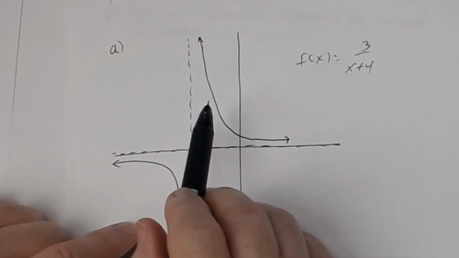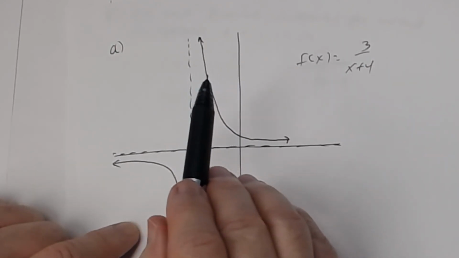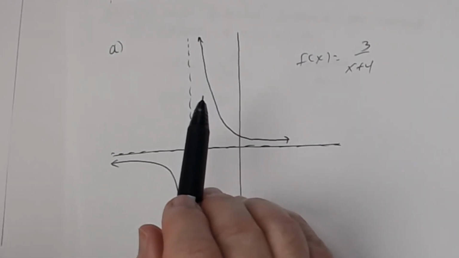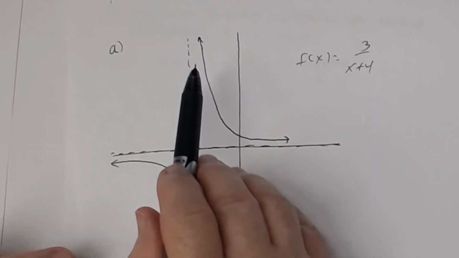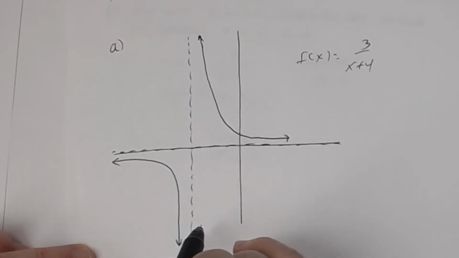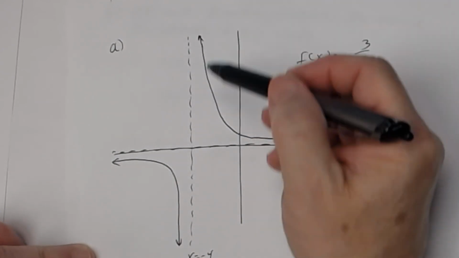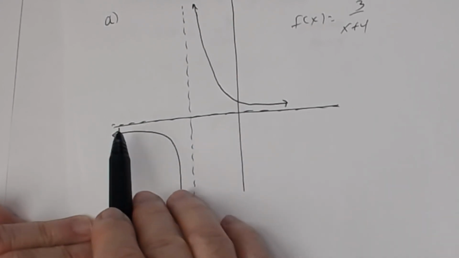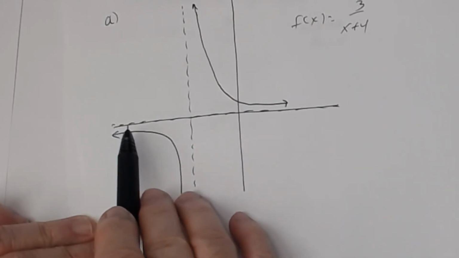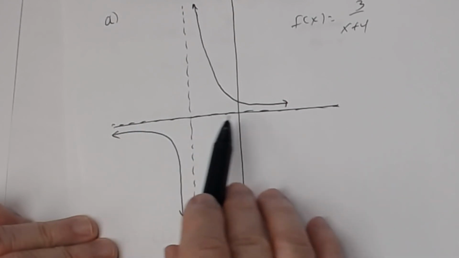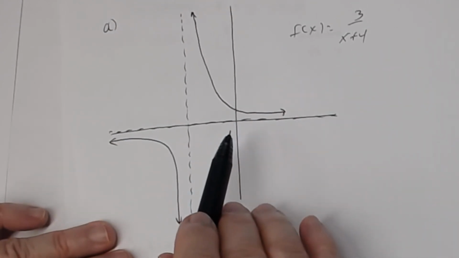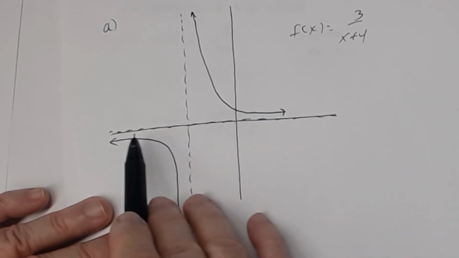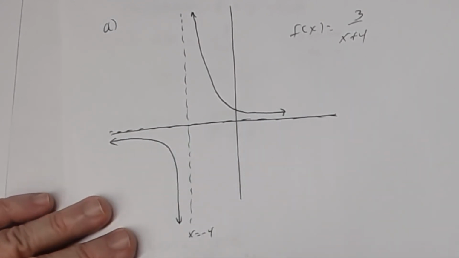But the graph, well, I have to be careful. The graph never crosses the vertical asymptote. Never, ever. You'll notice it'll get close to it, going on this side like this and this side like this. And for the most part, with a rational function it won't cross the horizontal asymptote, but sometimes it does. Sometimes it does. But this is what this one looks like.